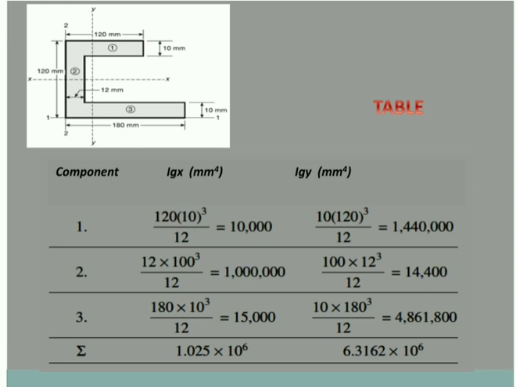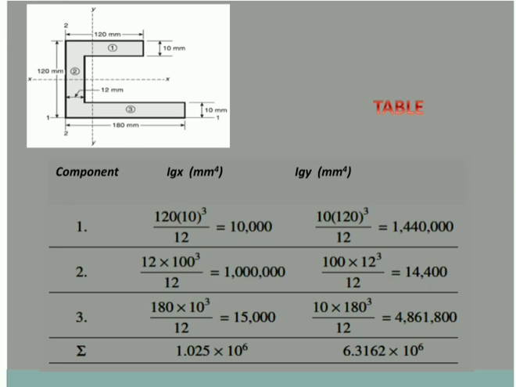So now the next part is we'll find Igx and Igy. What is the formula for Igx for a rectangle? BD cube by 12. Igy is DB cube by 12. Okay, apply properly. What cube you have to take? The side which is perpendicular to the axis under consideration, take its cube.